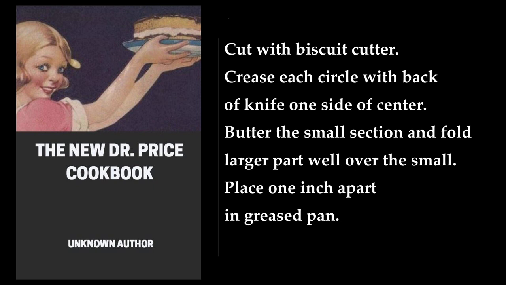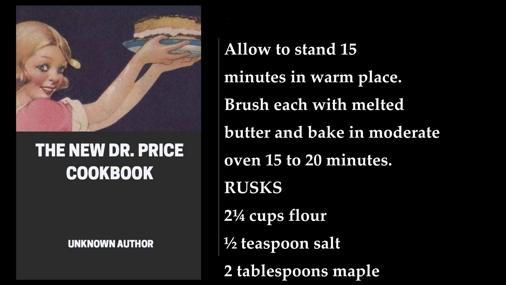Crease each circle with back of knife one side of center. Butter the small section and fold larger part well over the small. Place 1 inch apart in greased pan. Allow to stand 15 minutes in warm place. Brush each with melted butter and bake in moderate oven 15 to 20 minutes.